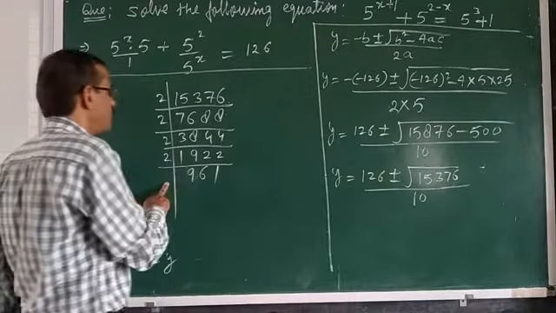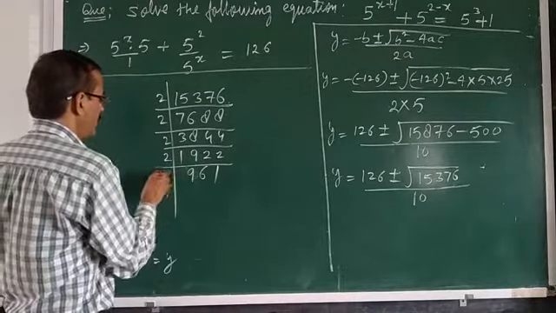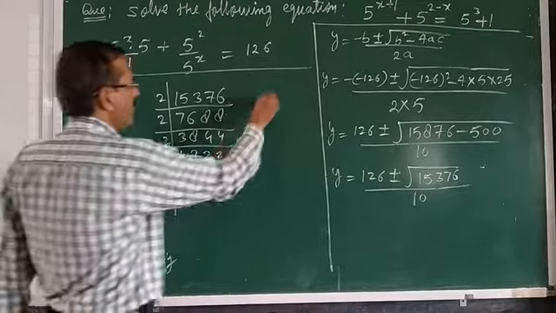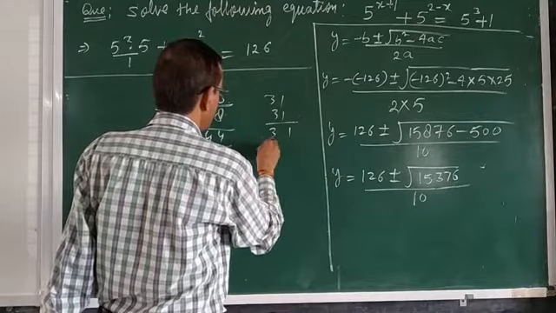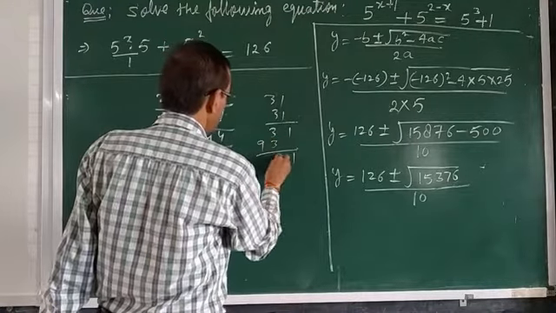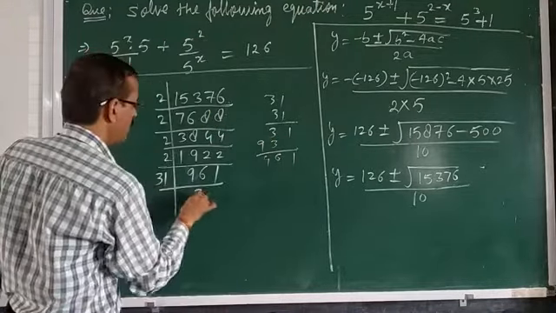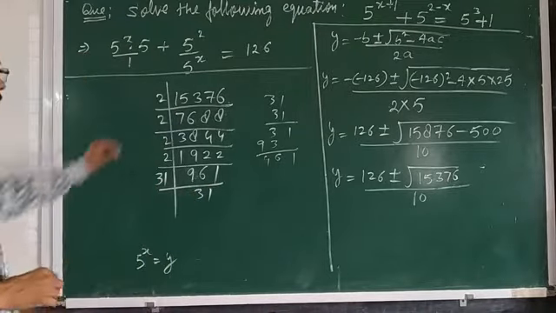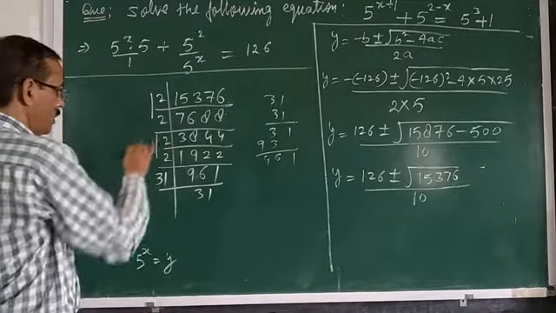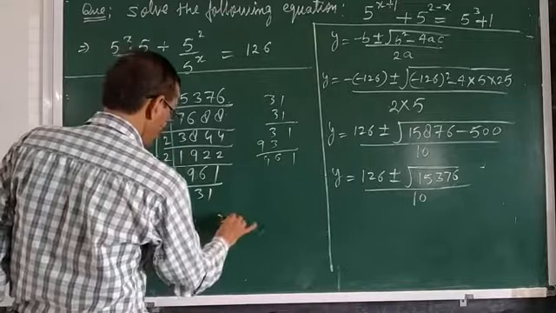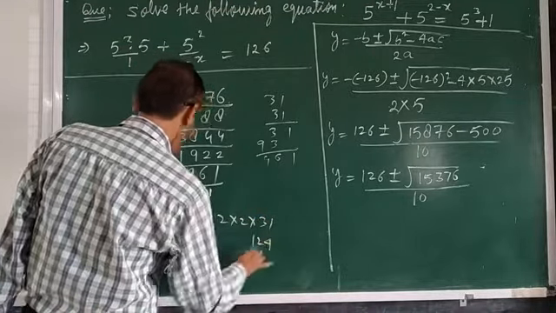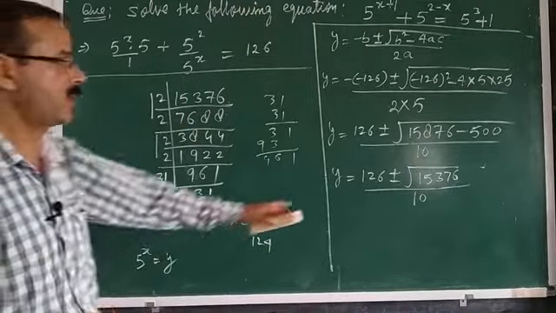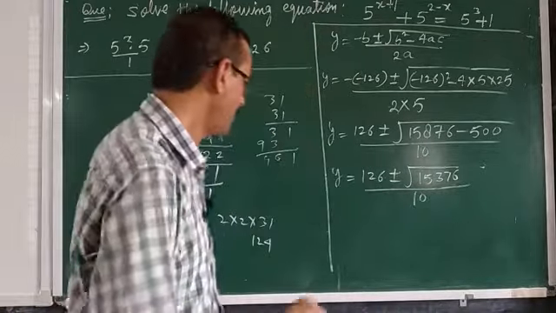Let's check by 31. So 31, 31, 1 3s are 3, 3 3s are 9, 961. Yes, it will be 31. So what will be 2 into 2 into 31? 124. We found that the square root of 15376 is equal to 124.